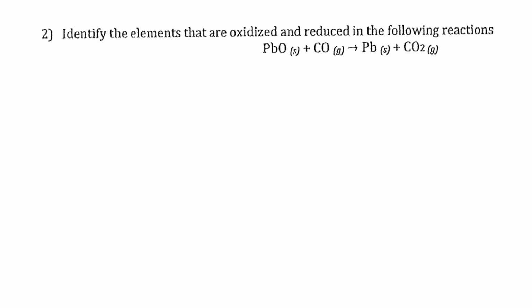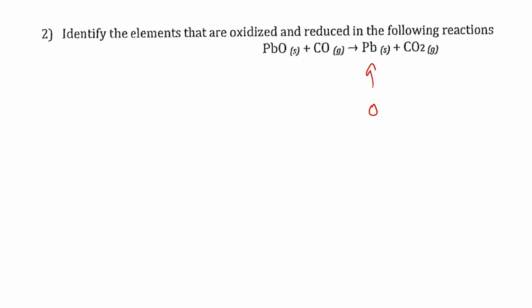Identify the elements that are being oxidized or reduced in the following reaction. If it's oxidized, that means it's losing electrons. If it's reduced, that means it's gaining electrons. So we have PbO plus CO producing solid lead plus carbon dioxide gas. Whenever you see an element by itself, like a metal by itself especially, this is going to be 0.